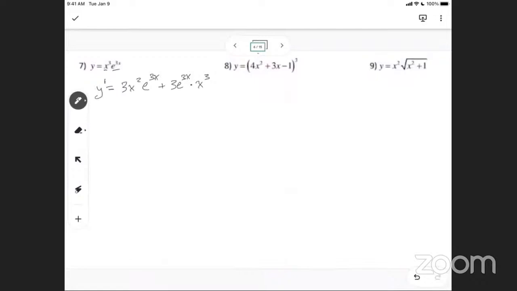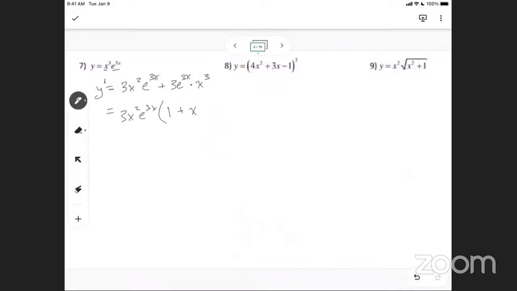I mean, you technically could factor out something if you wanted to. I don't know if he wants you to do this. But if you were ever actually using this, you'd want it to be in factored form, because factored form allows you to find the zeros more easily. So you'll notice that I can take a 3x squared e to the 3x out of both of them. And that leaves me with 1 plus x to the first.